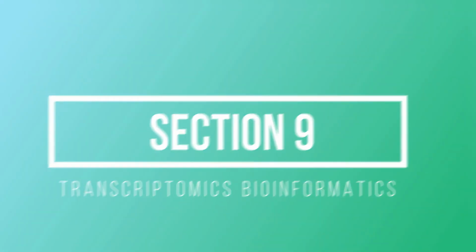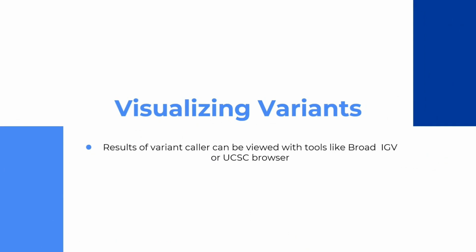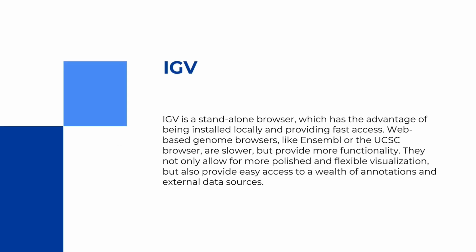For visualizing the variants that we have just called, that we have just made a variant calling file, we need either IGV or the UCSC genome browser. UCSC genome browser is available online, and IGV is open source software that you can install on your systems. IGV is a standalone browser which has the advantage of being installed locally and providing fast access.